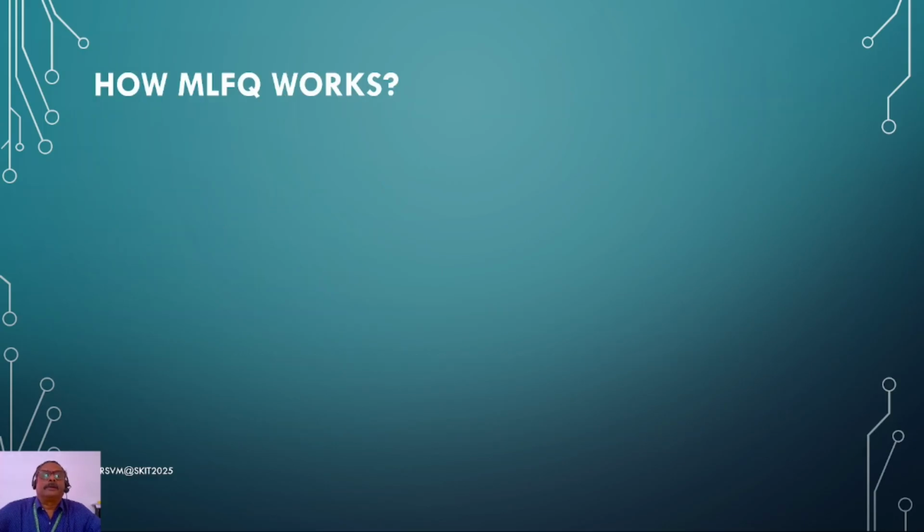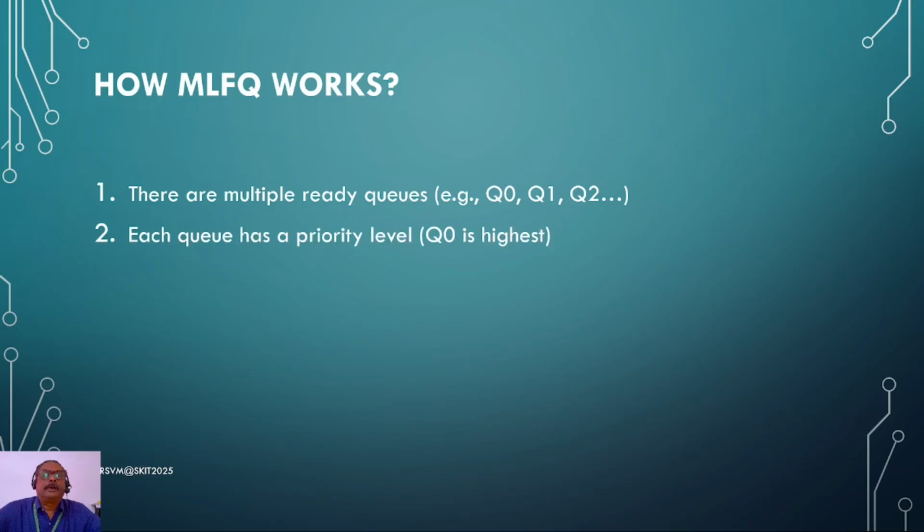So how does this scheduling algorithm work? Whenever we are talking about multi-level feedback queue scheduling, we have multiple ready queues, and each queue has a different priority level. If we say Q0, Q1, Q2 and so on are the queues, then Q0 will have the highest priority, as per our convention.